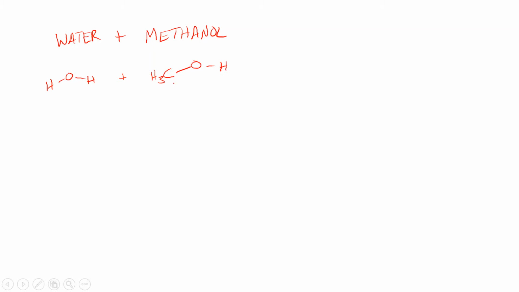Here we go. Okay. So let's take an example. Let's mix water and methanol. Right, so if we look at the chemical formulas that we're looking at, we have water, which is of course H2O, and we have methanol, which has 3 hydrogens on this carbon, and then we have an OH group over here.